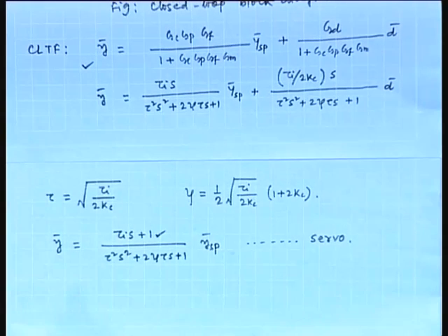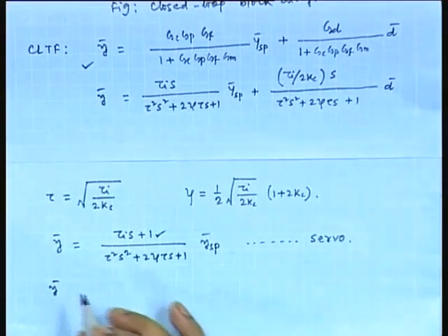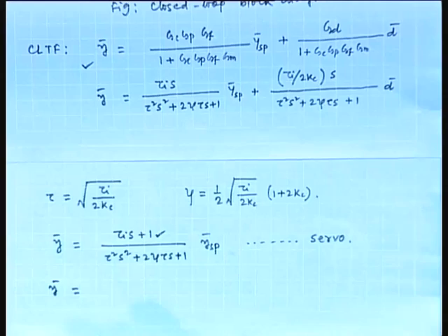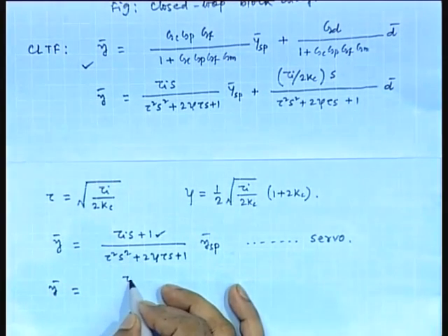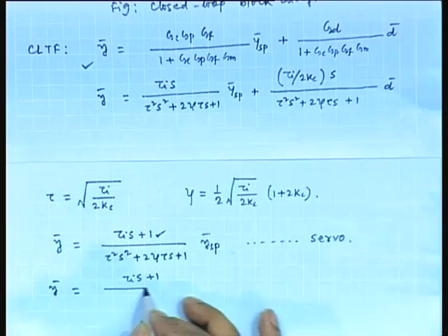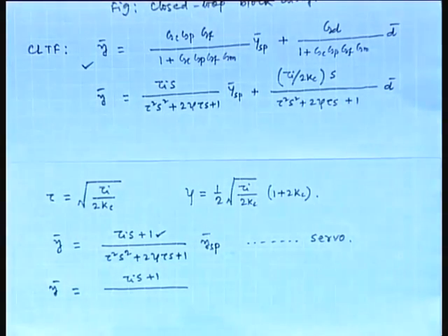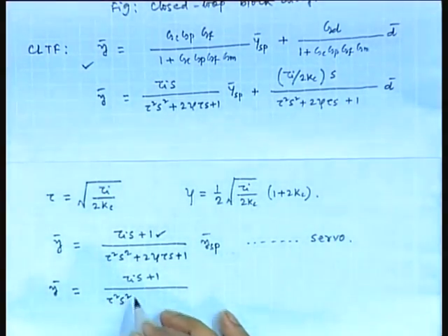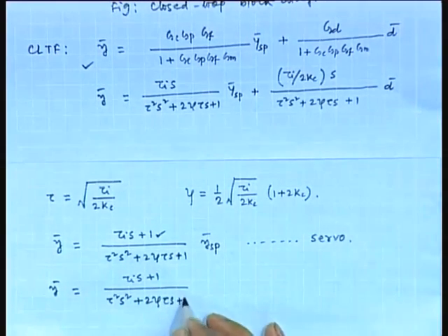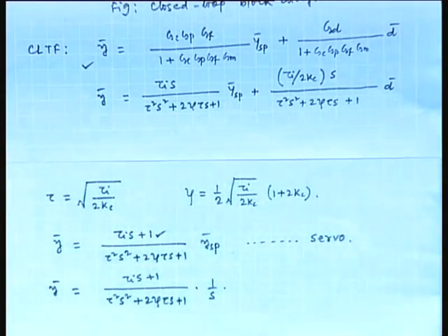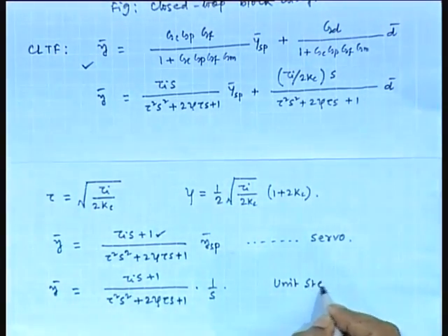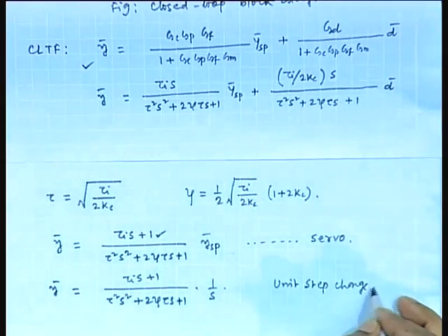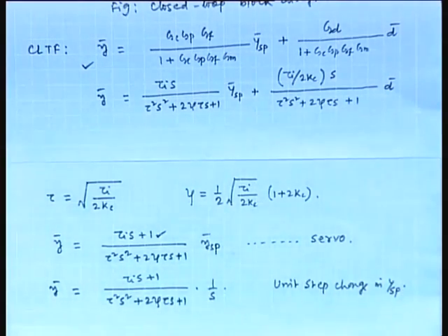In the next step, we will consider a unit step change in set point. Accordingly, we can write y bar equals (tau y s plus 1) divided by (tau square s square plus 2 zeta tau s plus 1) multiplied by 1 by s, when we consider a unit step change in y set point. Fine.